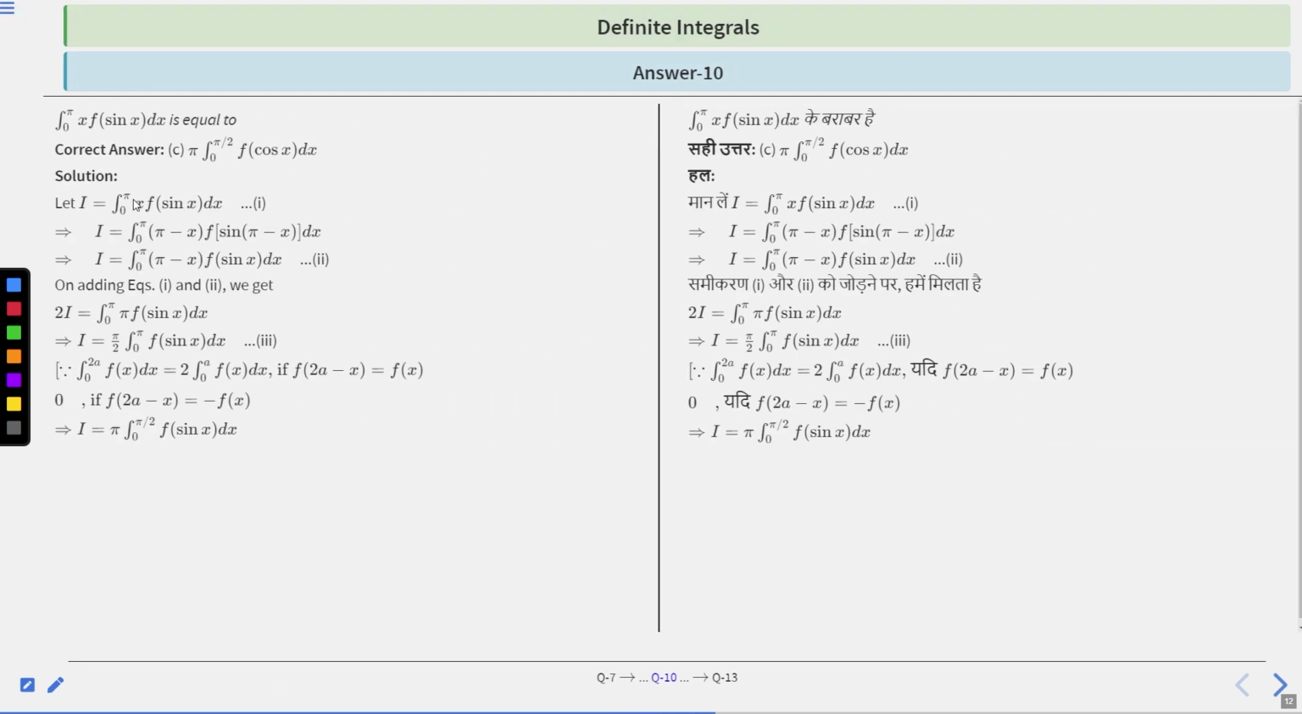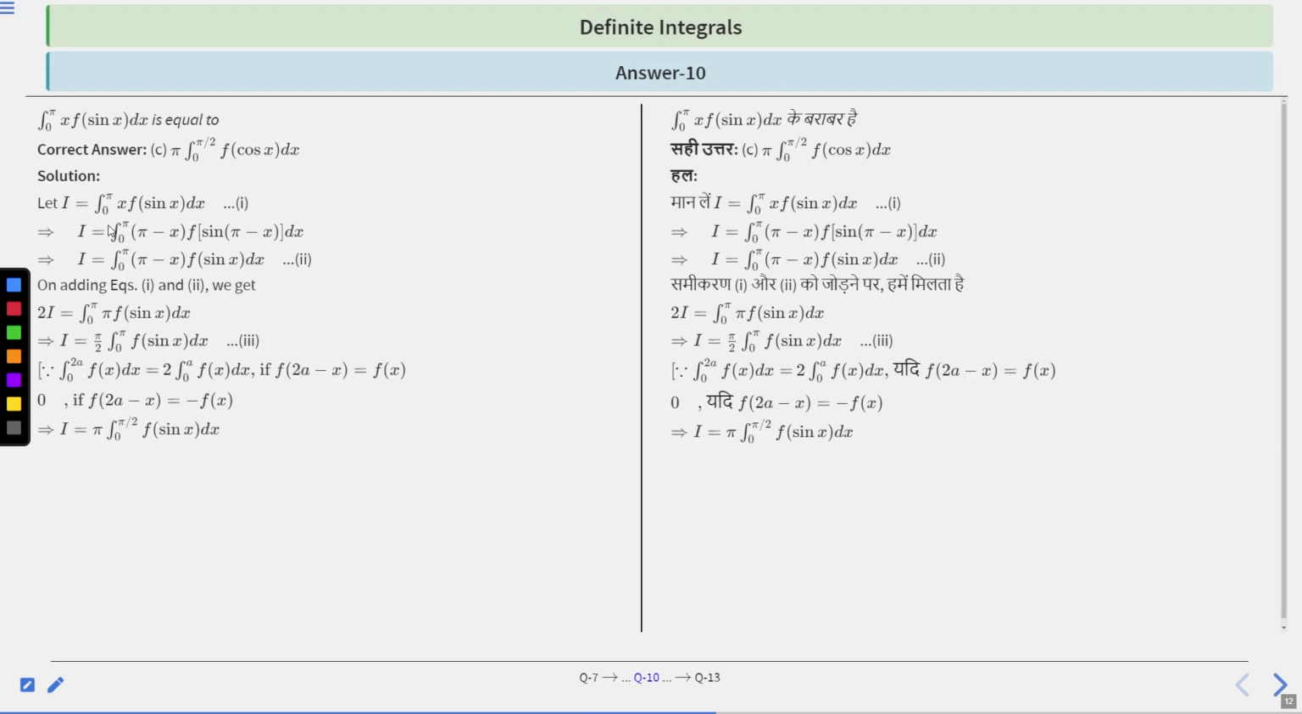Okay. Let's move to the solution part. I is equal to integral from 0 to pi of x f of sin x dx, equation 1. We have applied the formula that we have discussed, that is integration of 0 to pi f(x) dx is equal to integration of 0 to pi f(pi minus x) dx.